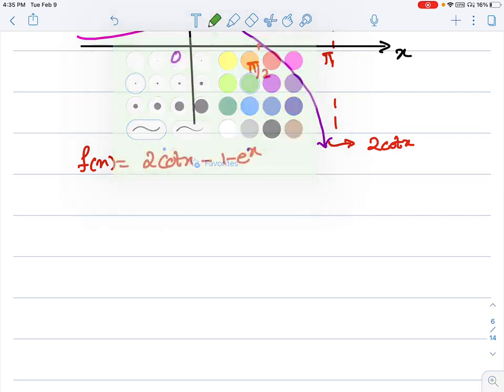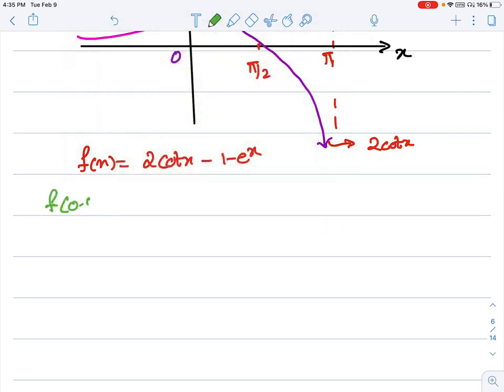So what am I going to do? Substitute 0.5. Use the mode of the calculator in radians. 2 cot 0.5 minus 1 minus e power 0.5. I quickly take the calculator. 2 cot is not available, then you can use tan: 2 by tan 0.5 minus 1 minus e to the power of 0.5. Provided the mode of the calculator is in radians.